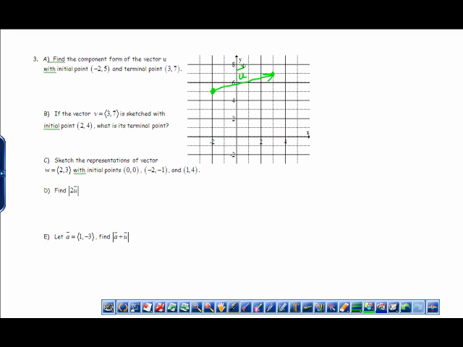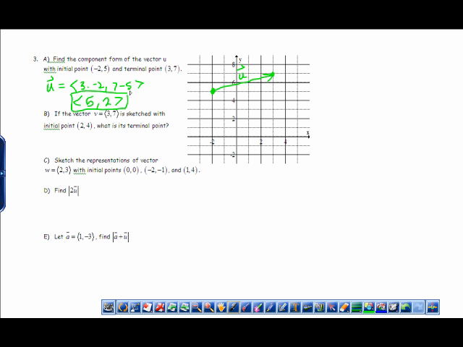If I were to go ahead and do what they told me to do on the last page, I would just subtract. I'd go vector u is 3 minus -2, comma, 7 minus 5. Whoops, not a parenthesis there, but vector. This would give you 5 and 2. Okay, that is the component form.